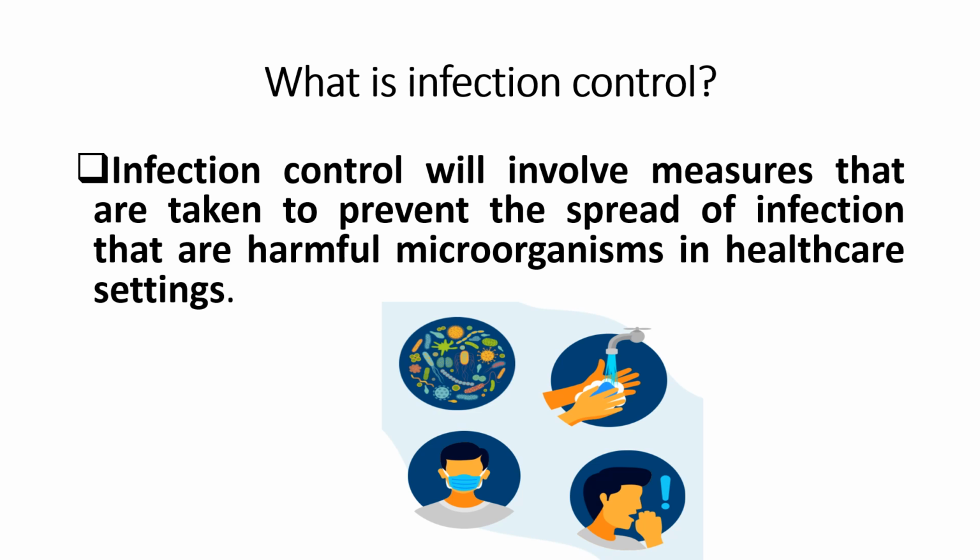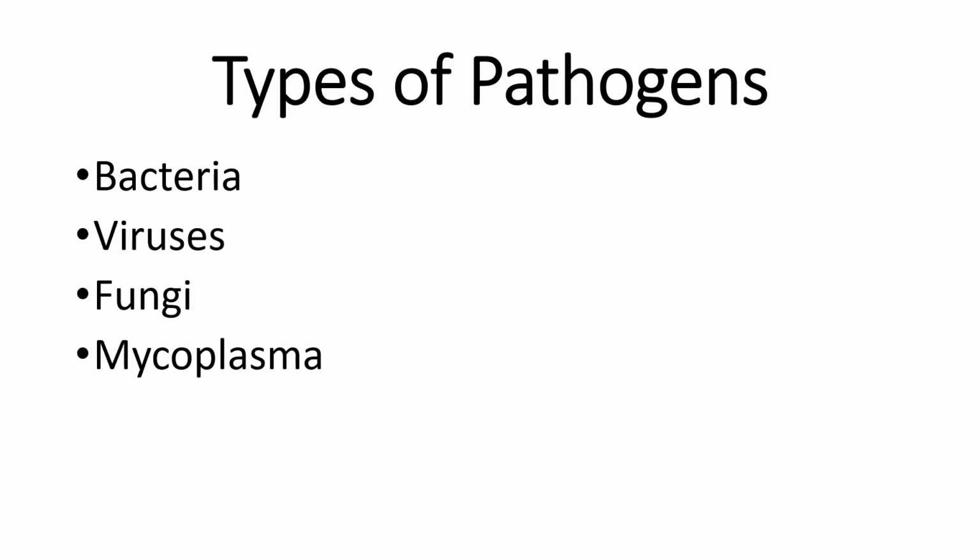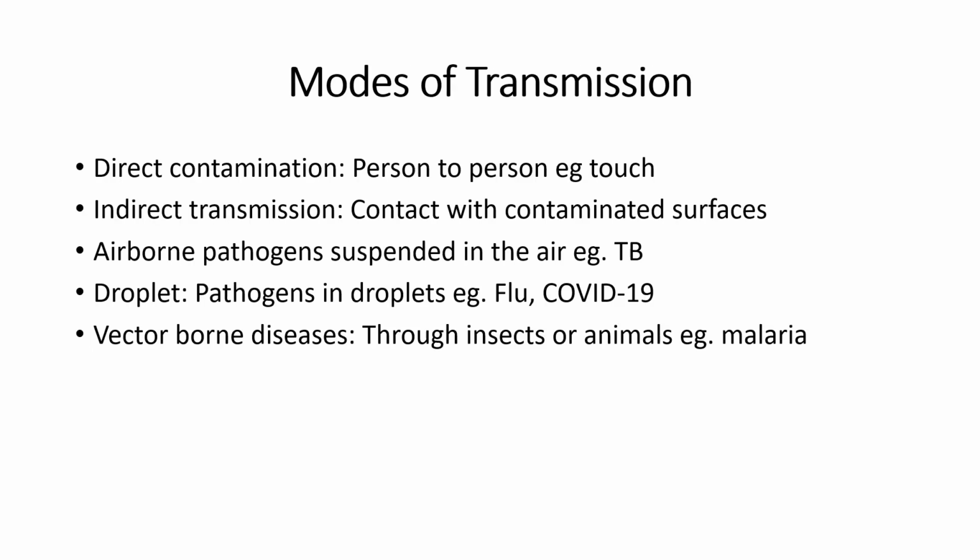So let us know what infection control is. Infection control is the measures that are taken to prevent the spread of infection from harmful microorganisms in the healthcare settings. The key aim is to prevent healthcare-associated infections, to protect the patient and the healthcare professionals, and to implement safe practices in daily care. There are different types of pathogens: bacteria, viruses, fungi, and mycoplasma.